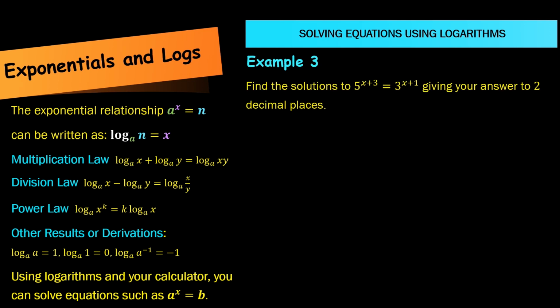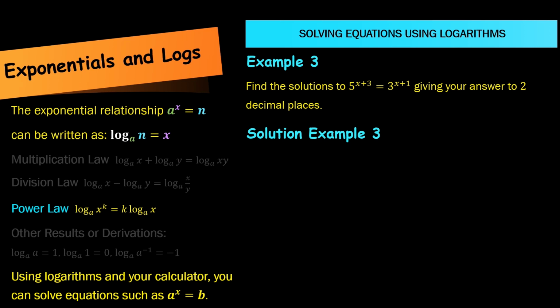And now for example 3. Find the solutions to 5 to the power x plus 3 equals 3 to the power x plus 1, giving your answer to 2 decimal places. Pause the video and have a go. Press play when you're ready to view the solutions.